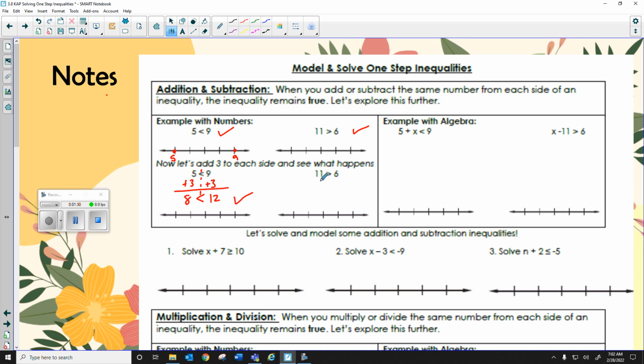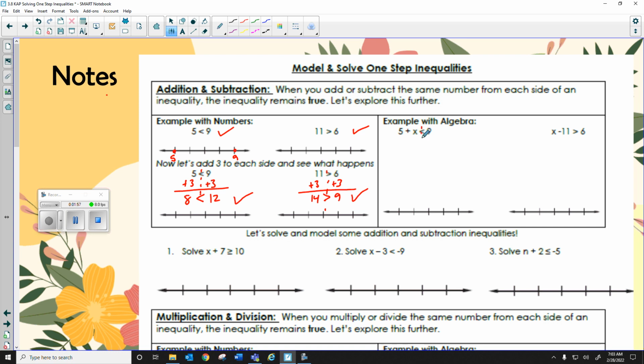Even if the sign is flipped the other way, if I add 3 to both sides, that's 14 and 9, bring down that inequality sign. Is that still true? Very good. So we can take that into solving when we have x. If we want to figure out what values of x make this whole inequality true, you could sit there and list them all, or you can solve it kind of like an equation.